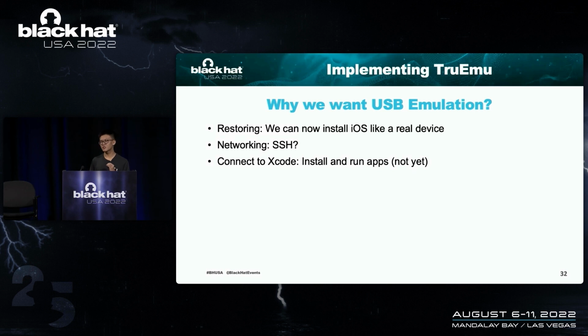USB is also really useful. You can use it for networking, for example, like SSH. And you can also connect the device to Xcode using USB. However, to implement USB, there are some challenges we face.